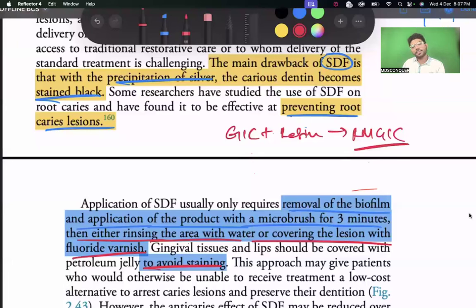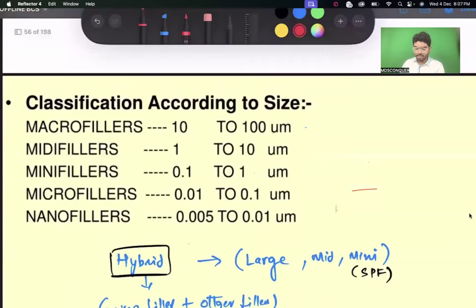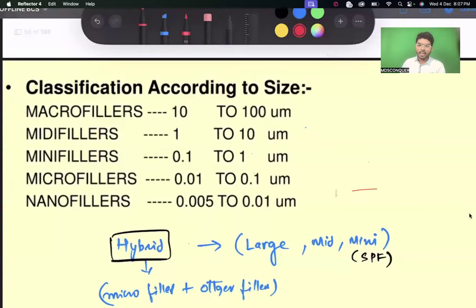Agar plus alginate technique is called as the laminate technique. Then comes the classification of composites, already discussed, so I don't want to touch. There are two very important types of classifications. One is the traditional classification. The second one is this classification: macrofilled, midfilled, minifilled, microfilled, nanofilled, and everything.